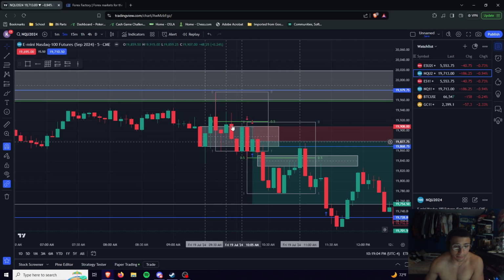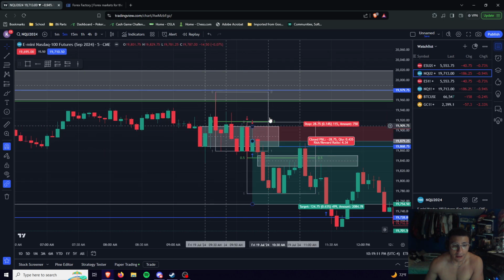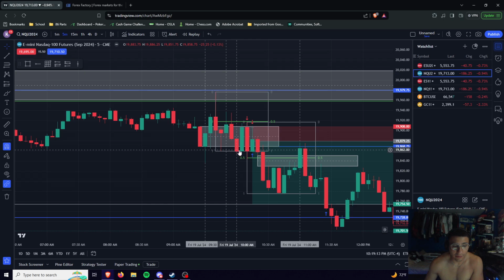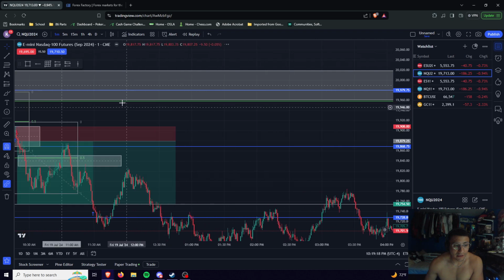Mark out equilibrium from there to there. Mark out this breaker block. Mark out this order block, this order block right here. Price comes down closest below it. And we get a retest. I'm like, all right, bet. Scale to the 1 minute.